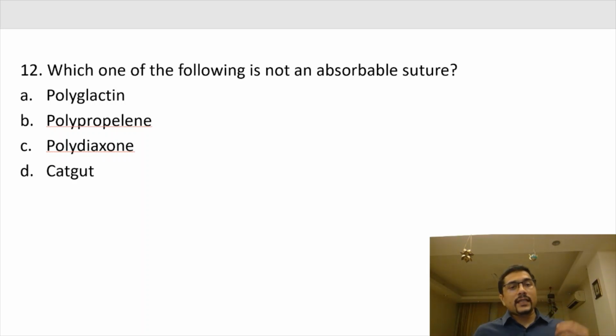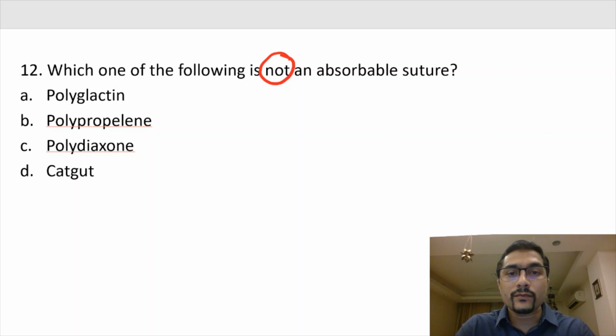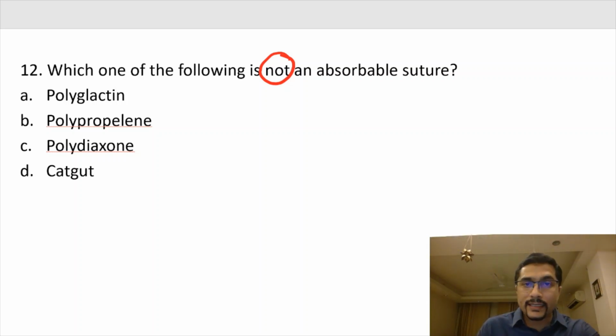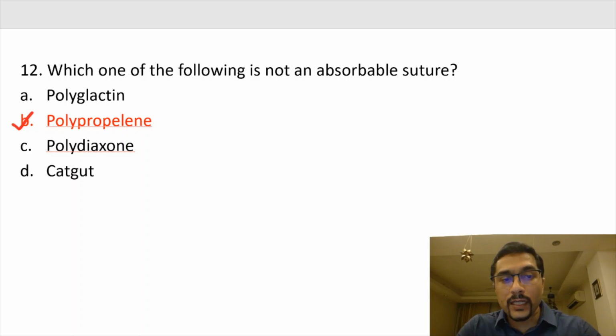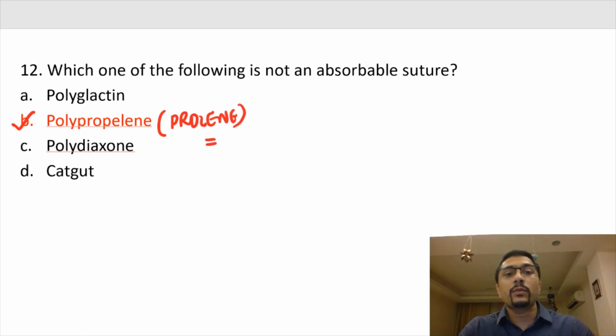So invariably there is one question from sutures in your exam, and the question here is which one of the following is not an absorbable suture, right? Options are polyglactin, polypropylene, polydioxanone, and catgut. So the answer here is polypropylene. Polypropylene, you know, is Prolene, and Prolene is a non-absorbable suture. The others are all absorbable sutures.